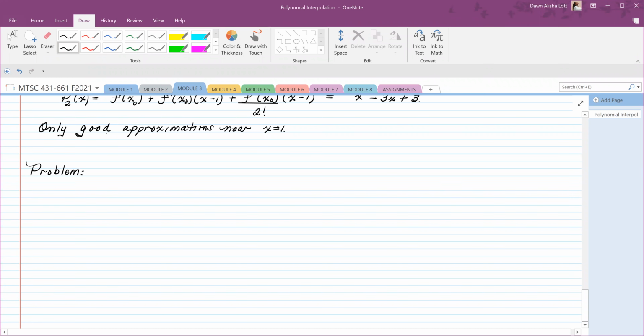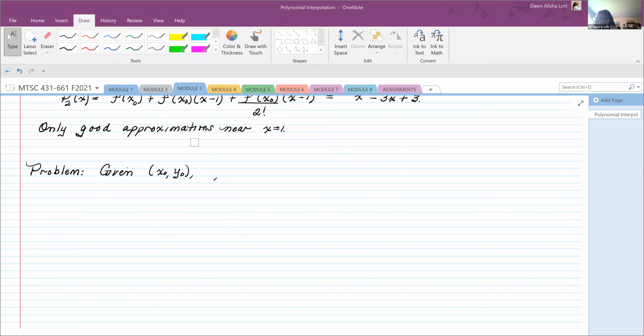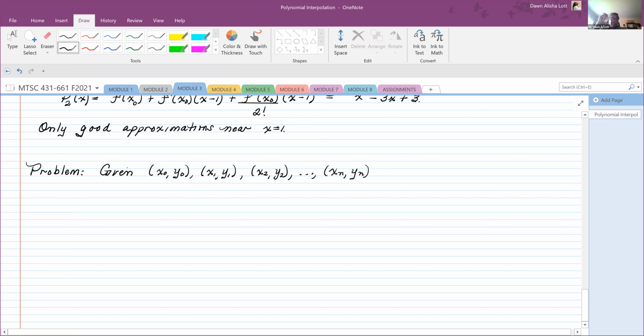All right. So you're given x naught, y naught, and then we have x1, y1, x2, y2, all the way up to xn, yn. So you can graph these. You can put these little points somewhere on the curve.